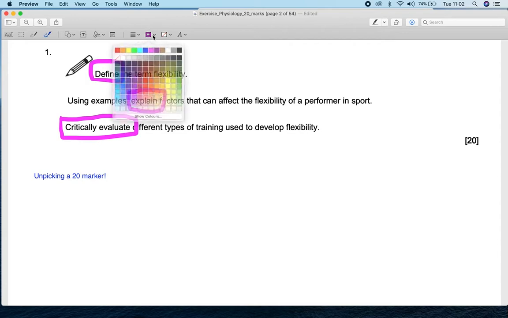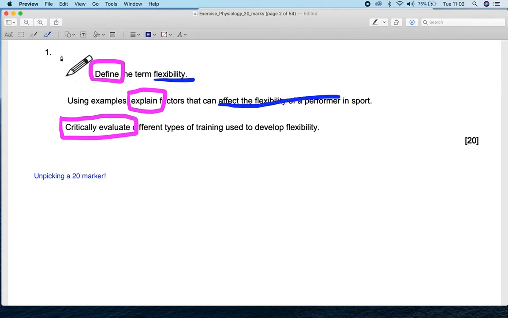Okay, so if I just change colour up the top here, when we talk about the bugging it function, we're going to box our command words, which we've done. We're then going to underline any of the key words that we think this is going to be talking about. So here we can see that we have to define the term flexibility. Using examples, explain factors, and this is the key bit here, affect. Oh, helps if I can underline properly, but affect the flexibility of a performer in sport. And then the final part is critically evaluate different types of training.